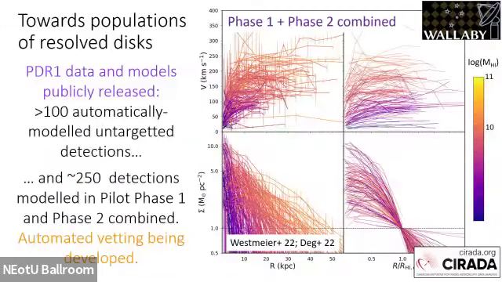So where are we right now? We've done the first public release of over 100 automatically modeled untargeted detections. This is the largest such sample that has ever been produced. We're sitting on another 150 detections, getting them ready for public release as well, and that should happen a little bit later on in the year. The plots on the right-hand side give you a sense of the data quality. The top row is rotation curves, and the bottom row is surface density distributions, and we're working really hard on those error bars in order to provide statistical samples to do statistical comparisons, because that's the key science here.